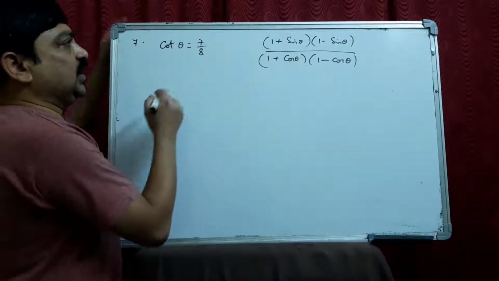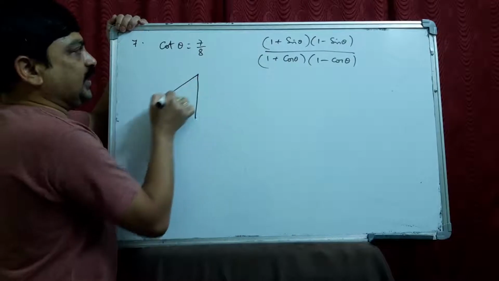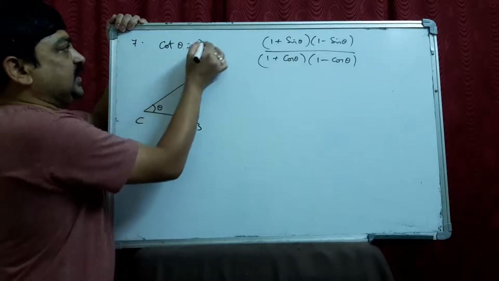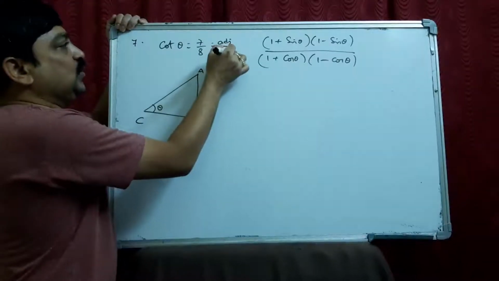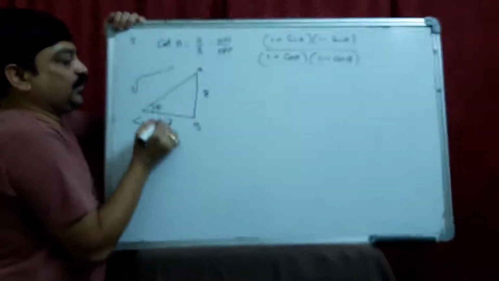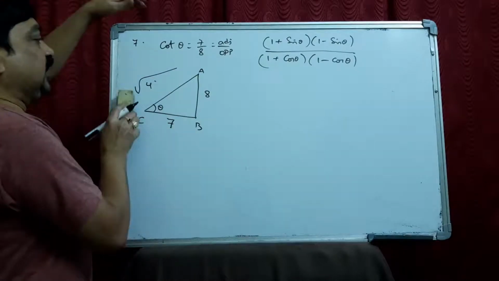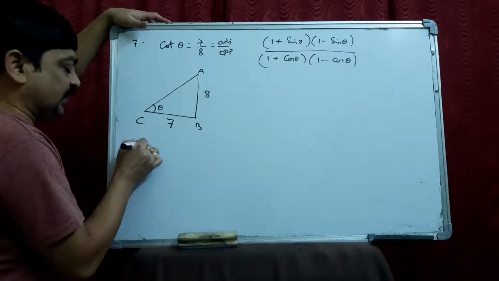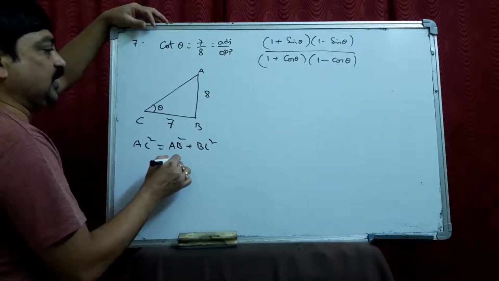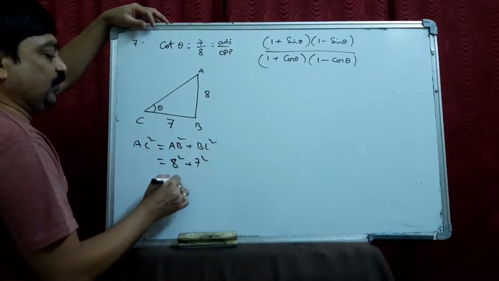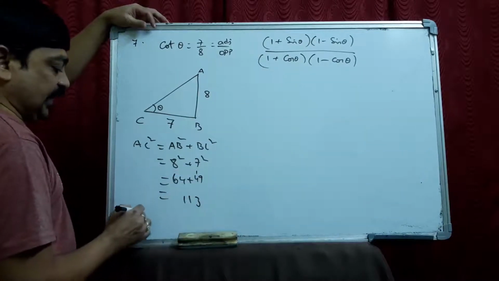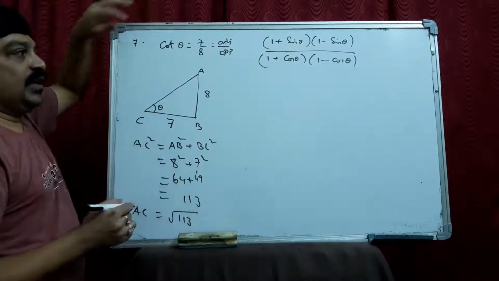How to find out this? You can do it in a simple way. Take a right angle triangle ABC, cot theta. I take theta here, adjacent by opposite to theta. So adjacent 8, opposite 7. Let us find out this. Otherwise we take Pythagoras. AC square is equal to AB square plus BC square, that is equal to 8 square plus 7 square, 64 plus 49, 113. So AC is equal to square root 113.